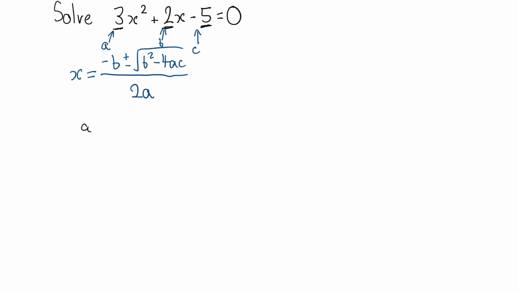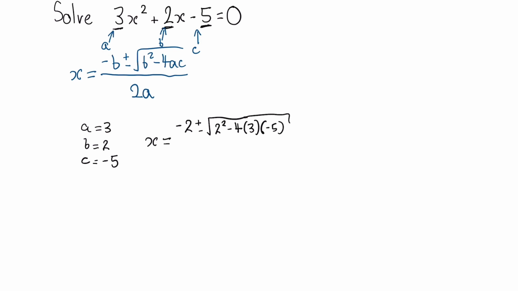Now let's just write down our a, b, and c values here. So a we can see is 3, and we have 2x, so b is going to be 2, and we have minus 5, so c is minus 5. Now we just put this into the equation. So minus b, which is 2, plus or minus the square root of b squared, so 2 squared, minus 4 lots of a, which is 3, and c, which is minus 5. This is divided by 2 lots of a, which is 3.